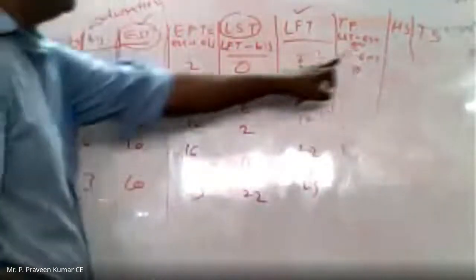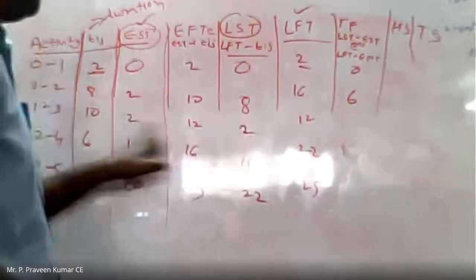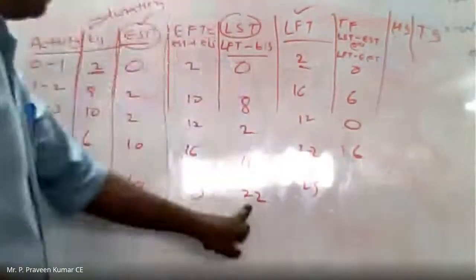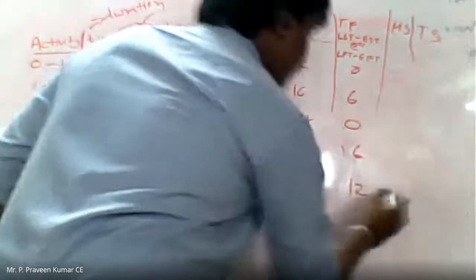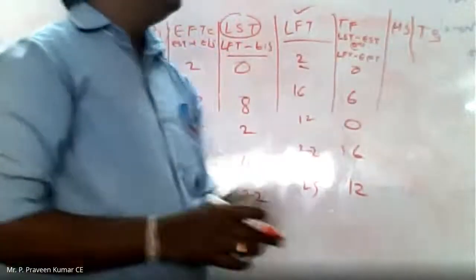LST minus EST. 0 minus 0, 0. Okay, now 8 minus 2, 6. Next, 2 minus 2, 0. 16 minus 10, 6. 22 minus 10, 12. Now is it okay? Yes, sir. Now coming to head slack and tail slack.